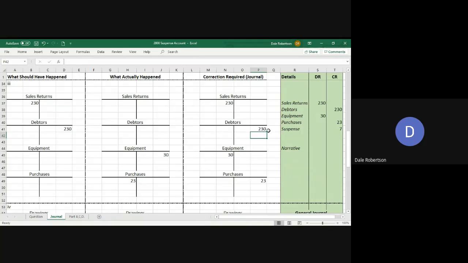Now you have these 4 numbers: 230 in sales returns, 230 in debtors, €30 in equipment, 23 in purchases on the credit side. And you can see that it does not exactly balance, so you need a small suspense entry of 7 on the credit side to make that work. And your narrative there is the correction of sales returns being recorded in the incorrect accounts. And then we look at number 4.